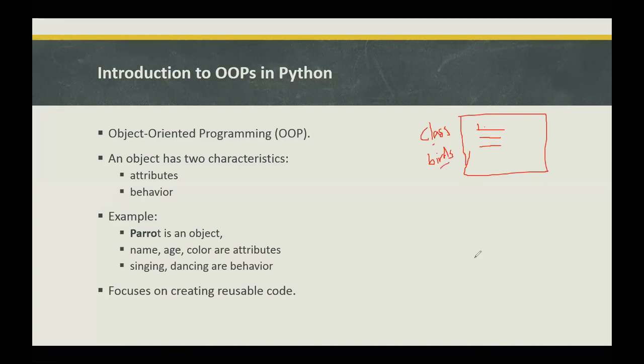And for the bird, we can create the object. Like here, the parrot is an object. So now I am creating parrot as one object. The other object that I am creating is, for example, sparrow. The third object that I am creating here is a peacock.